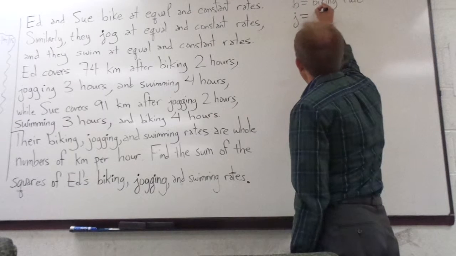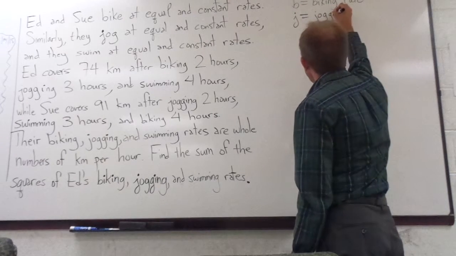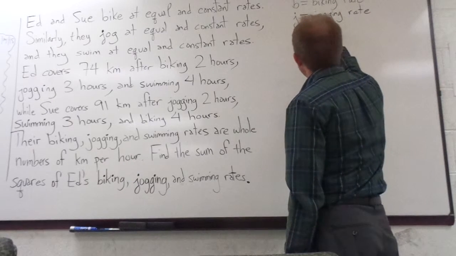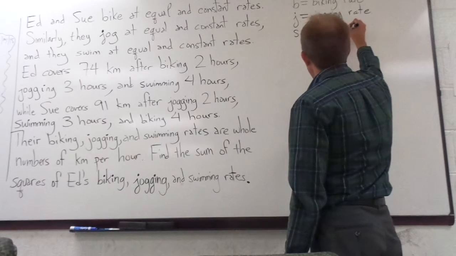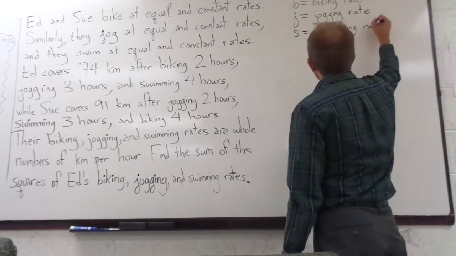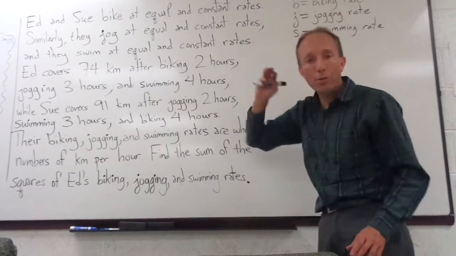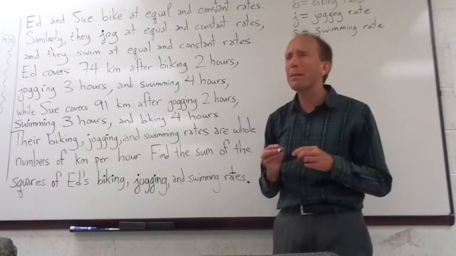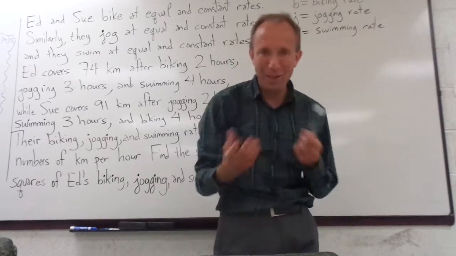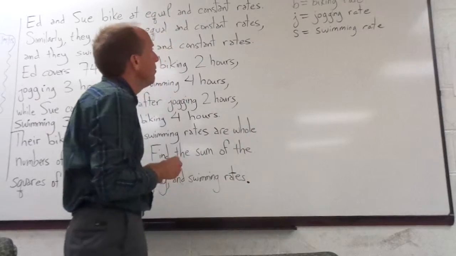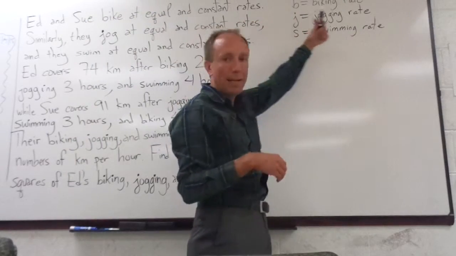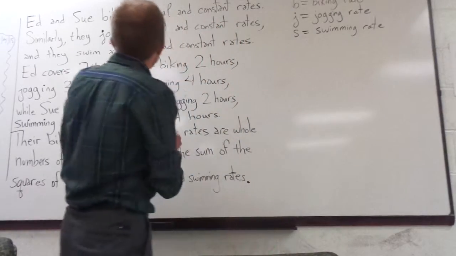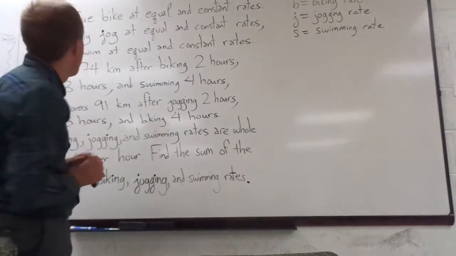I'm going to use a J to denote the jogging rate. And then I'm going to use an S to denote the swimming rate. And I don't have to say whether I'm talking about Ed's rate or Sue's rate because they're equal. They're both the same, right? In fact, in some ways, we don't really need two people here. Just one person is enough. They have a biking rate, a jogging rate, and a swimming rate. And these are all constant numbers, okay? So that's what the first part of the question says.